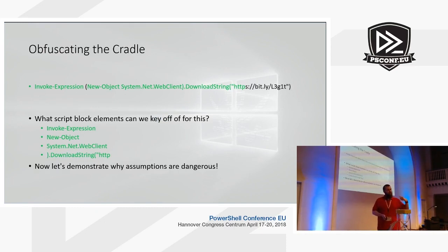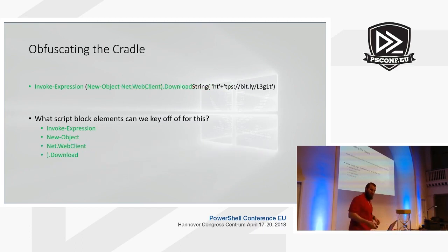So now, let's see why assumptions are dangerous here. If I'm an attacker and I know that this defender is detecting me in this way, how can I try to evade it?